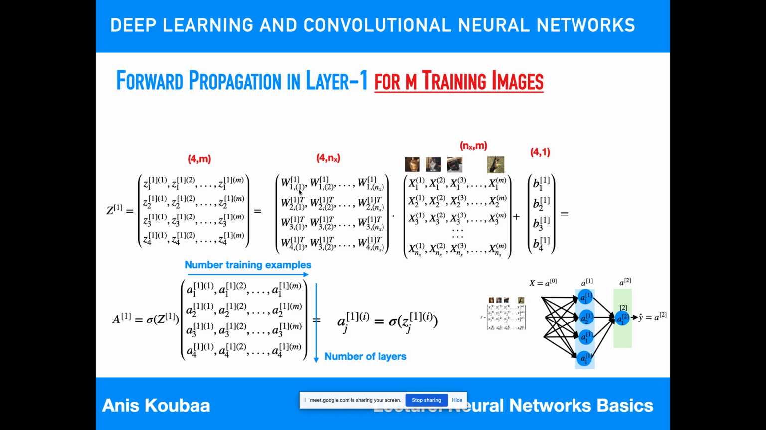No, this is not related to the image. W11, the W is not related to the image. This is related to the model, and this is why the matrix W doesn't depend on M. But this value here, look, will be multiplied by the first pixel. This value will be multiplied by the second pixel, and this value will be multiplied by the last pixel.